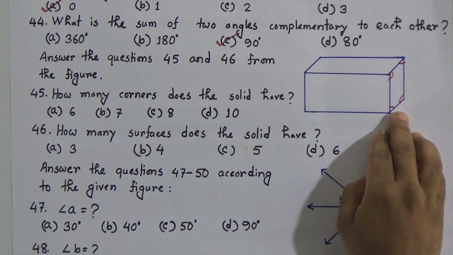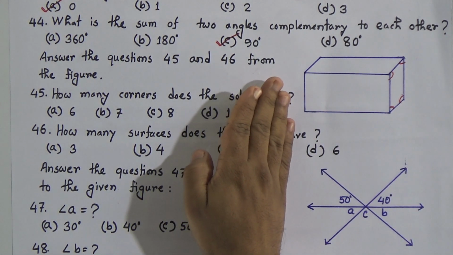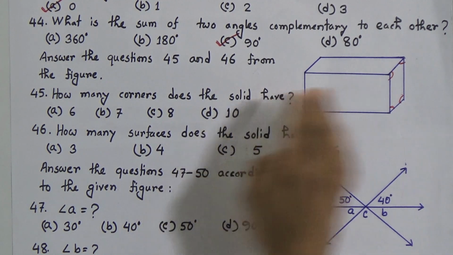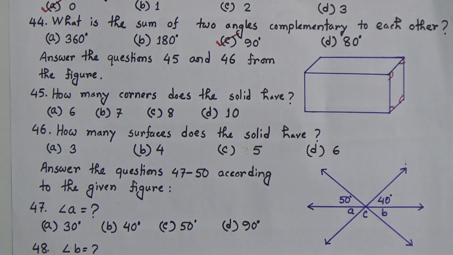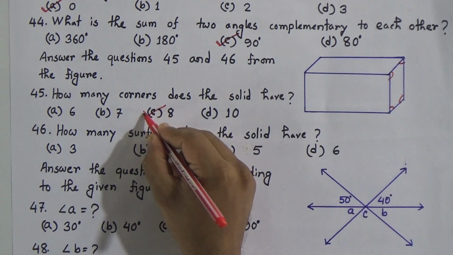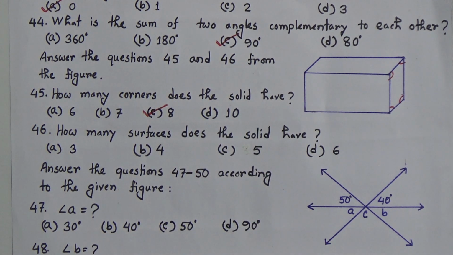Also we have 4 corners on the left side of this solid. So we have 4 plus 4 equal to 8 corners for this solid. So the answer will be 8. It's so easy.